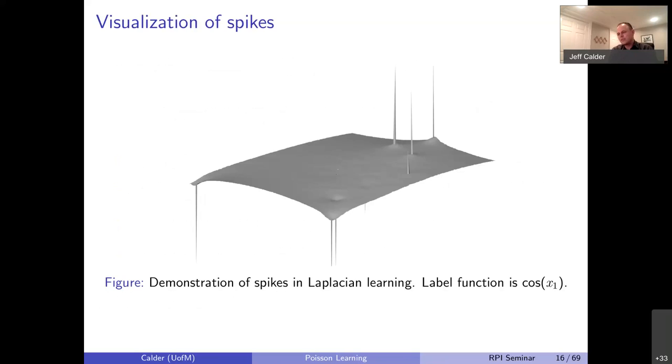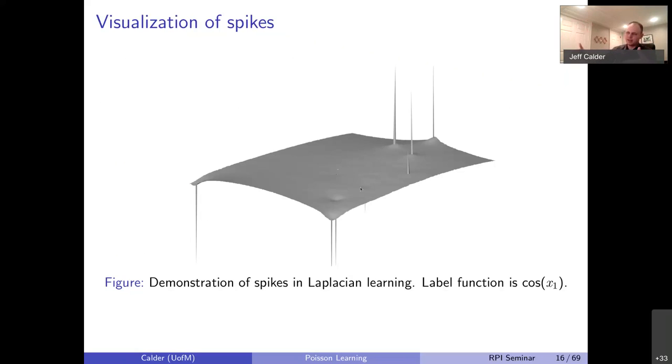Okay, so let's quickly look at the spikes that I've been talking about. Here's an example where I build a graph with 100,000 data points just randomly drawn from the box. And what I'm visualizing here is the solution to Laplace learning, visualized as a triangulated surface.